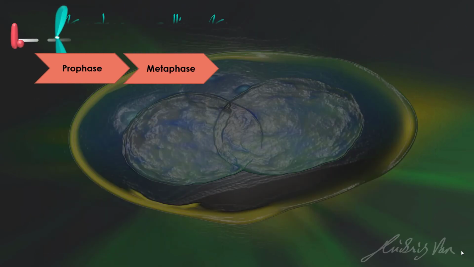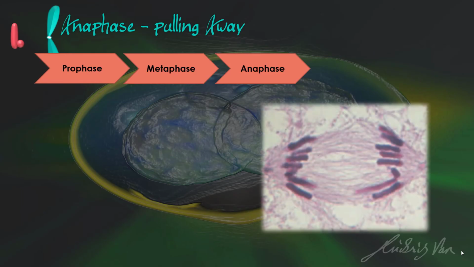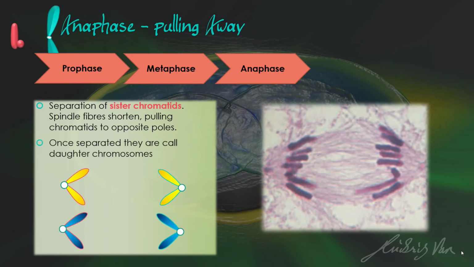The next stage is the pulling away phase. A for away, A for anaphase. Again, you should be able to tell from this diagram that the sister chromatids are getting pulled apart. So during anaphase, sister chromatids will be pulled apart to opposite ends. Once they are separated, they are called daughter chromosomes, or they are just called chromosomes. You do not have to worry about the word daughter.